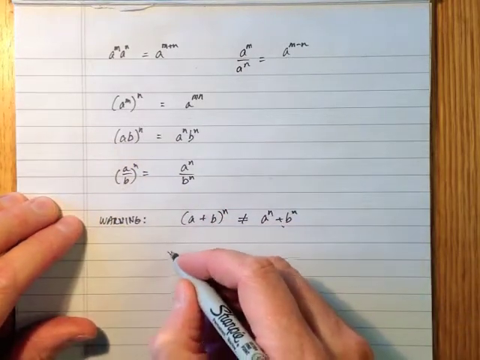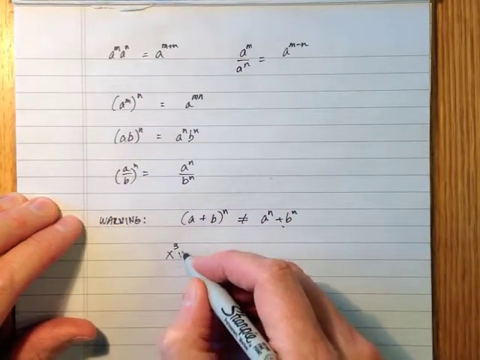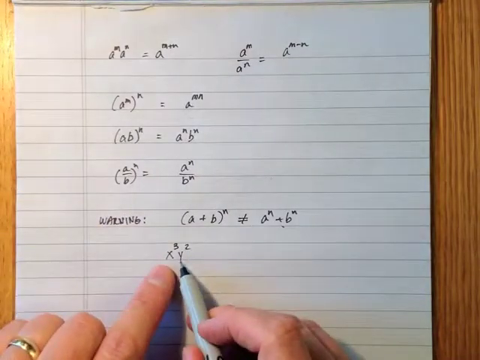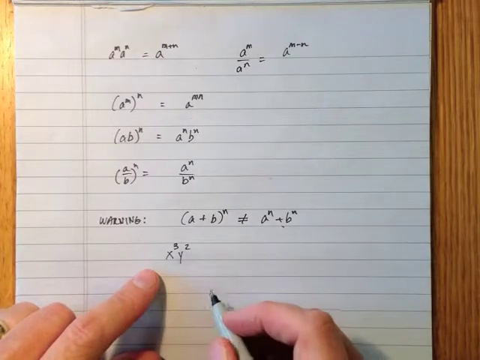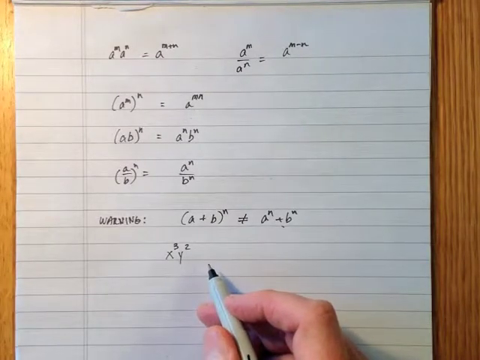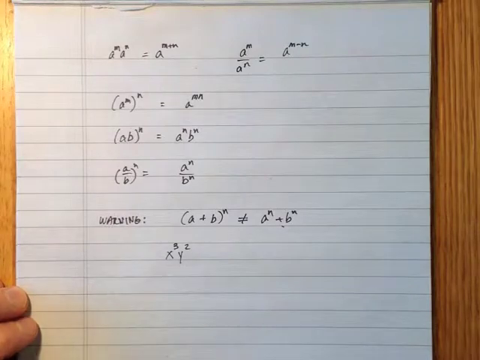But if I had, say, x cubed times y squared, these have neither the same base nor the same exponent. There really isn't a way to combine the exponents. I mean, this can't be written in any simpler form than what it already is in.